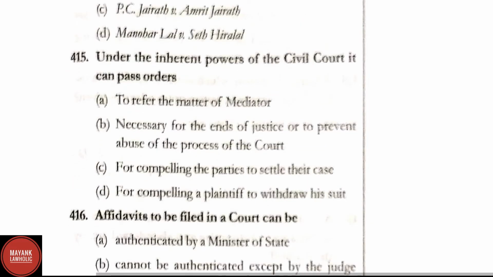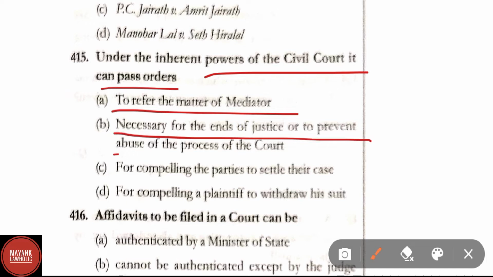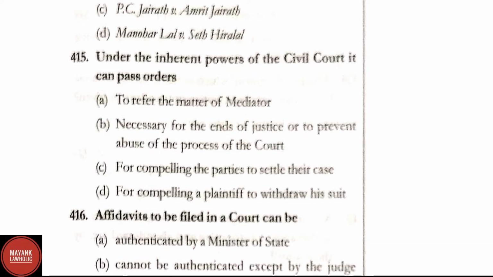Question number 415. Under the inherent powers of the civil court, it can pass orders, option A, to refer the matter to mediator, option B, necessary for the ends of justice or to prevent the abuse of the process of court, option C, for compelling the parties to settle their case, and option D, for compelling a plaintiff to withdraw his suit. Here correct answer is option B, that is necessary for the ends of justice or to prevent the abuse of the process of the court.